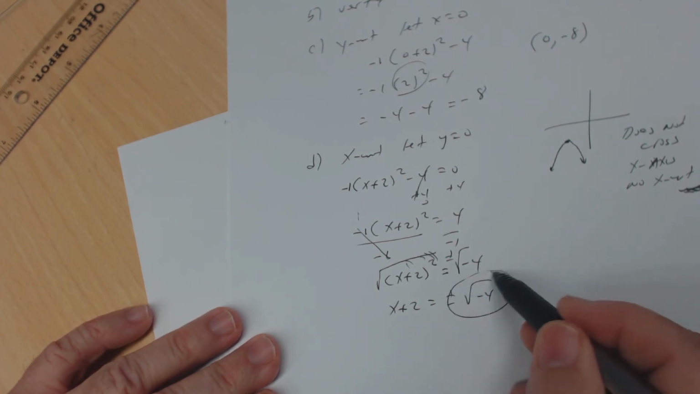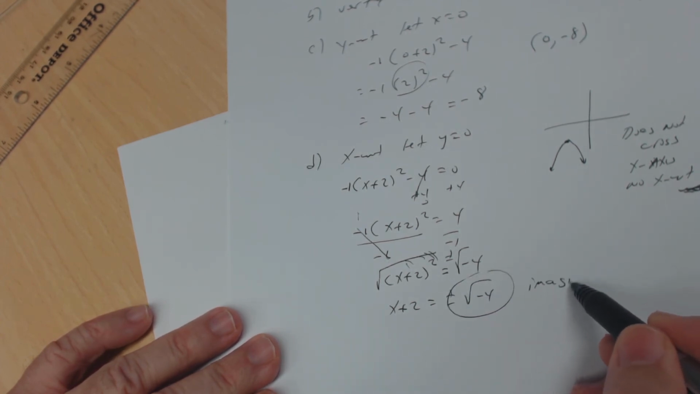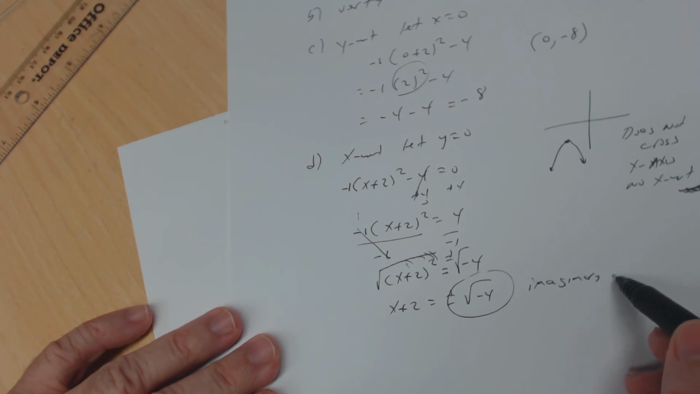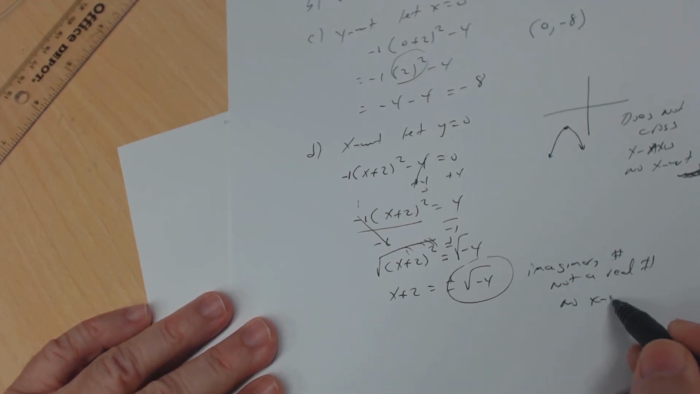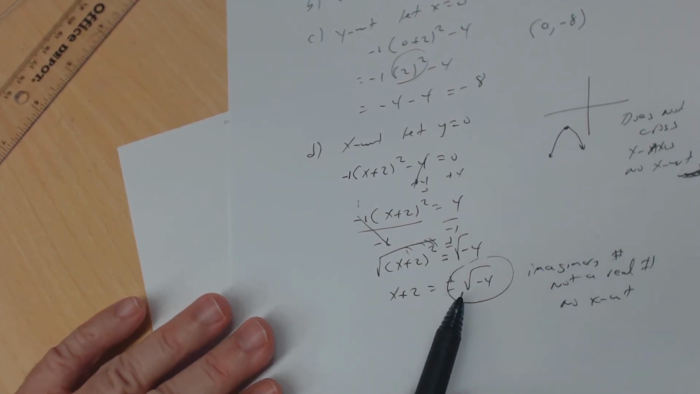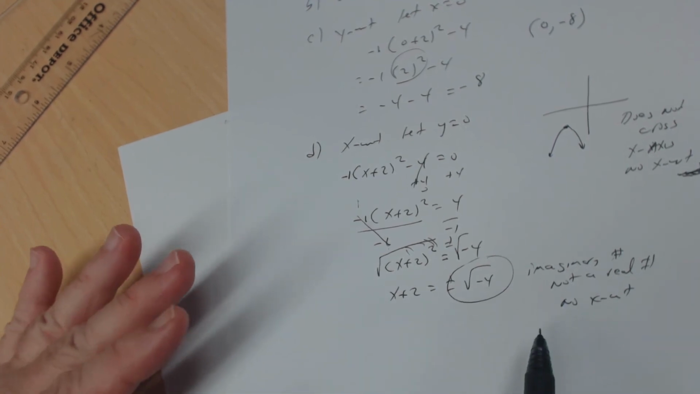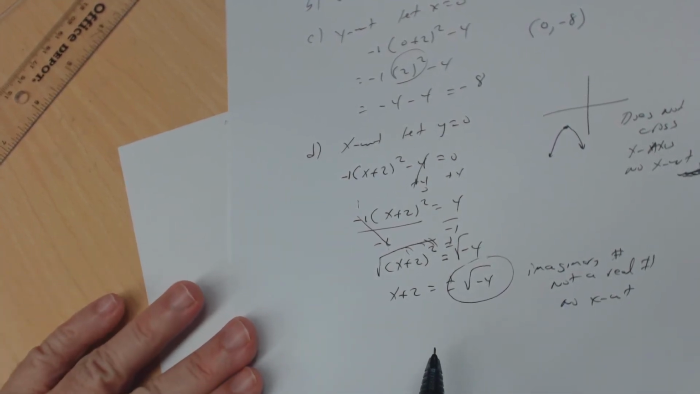Well, the square root of a negative number is an imaginary number. So it's not a real number. So what that means is that there are no x-intercepts. So when you get to that point, you stop. There aren't any x-intercepts to be found.